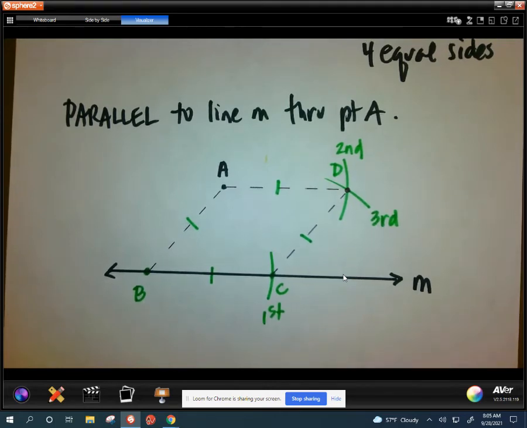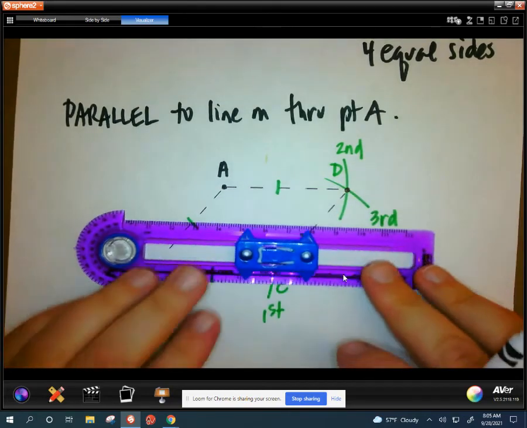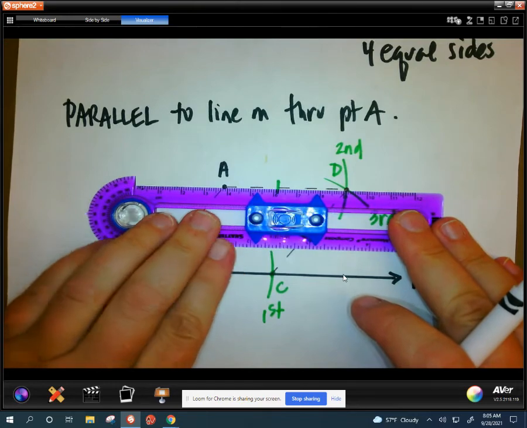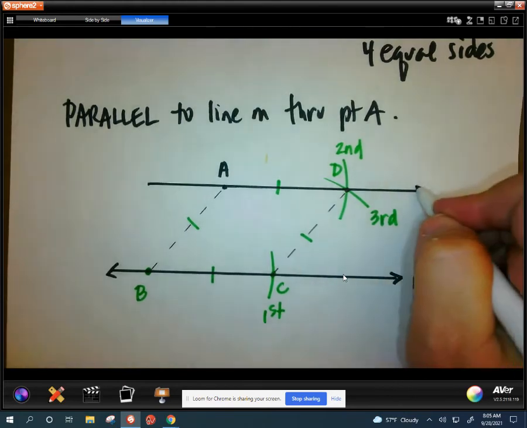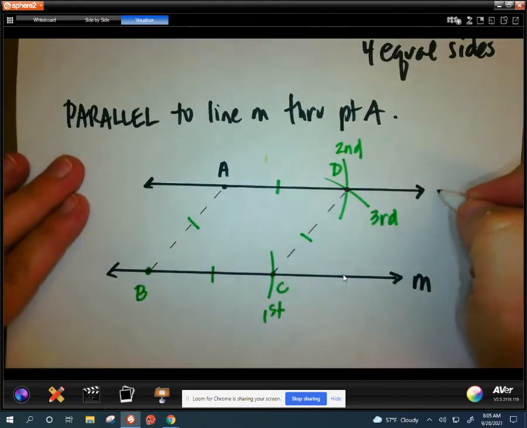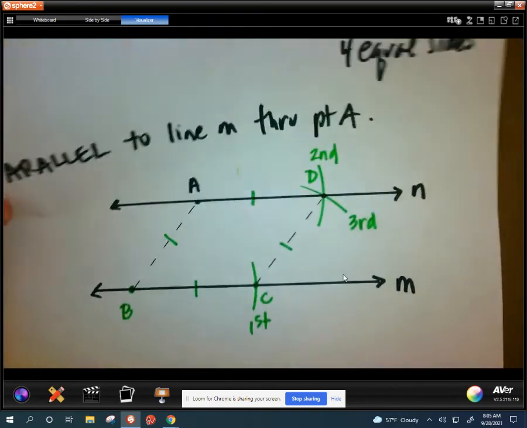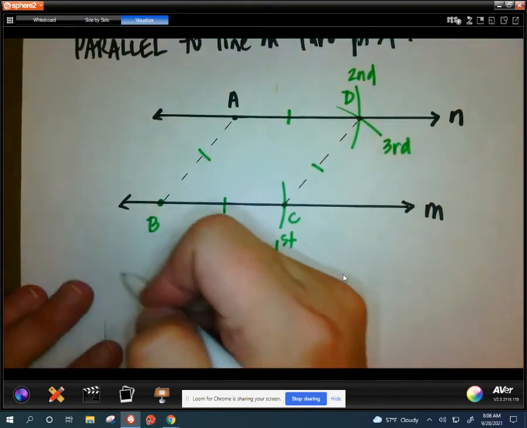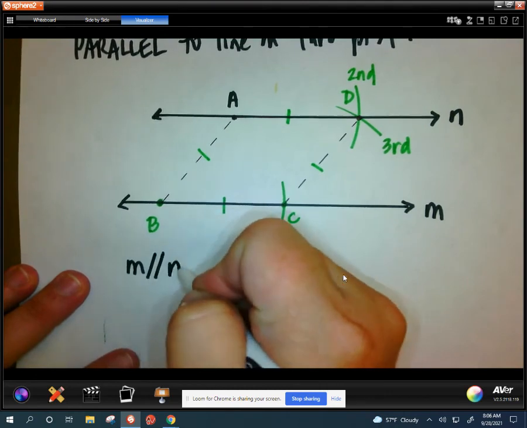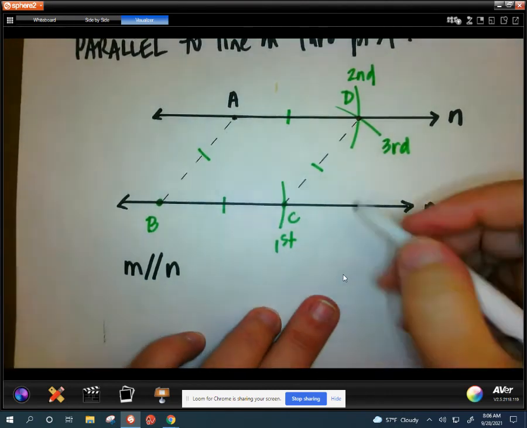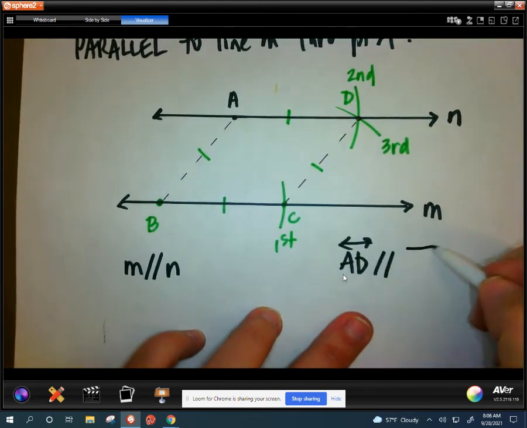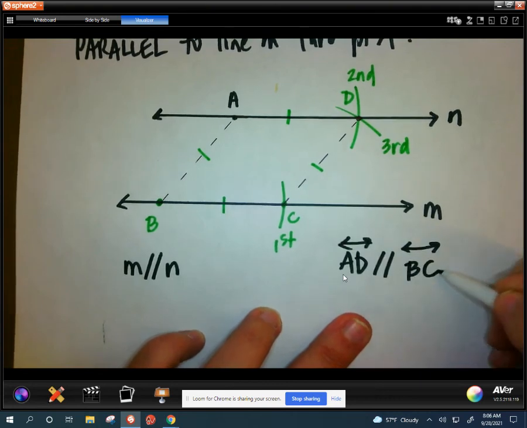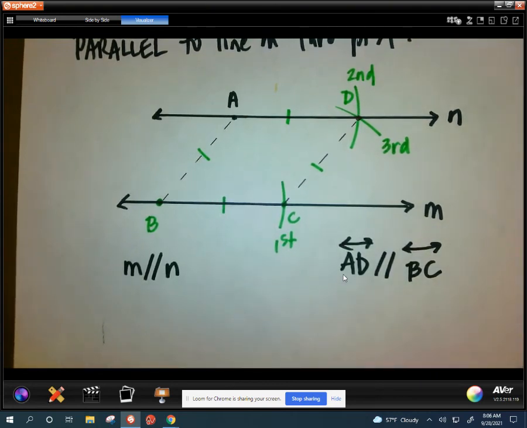parallel lines. So which line am I actually going to draw in to make those parallel lines? I am going to go here and connect A through D. This is line N, so you can now write your conclusions two different ways. You have line M, which is parallel with line N, or you could say line AD is parallel to line BC. And then you can also say, hey, Mom, I drew a rhombus.